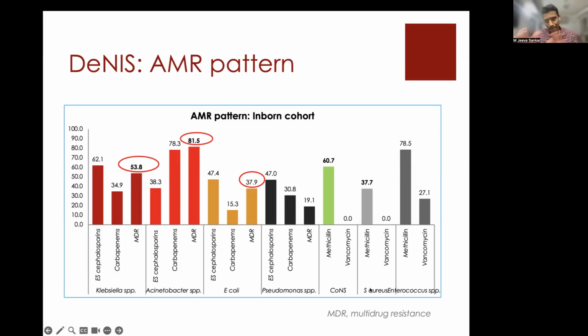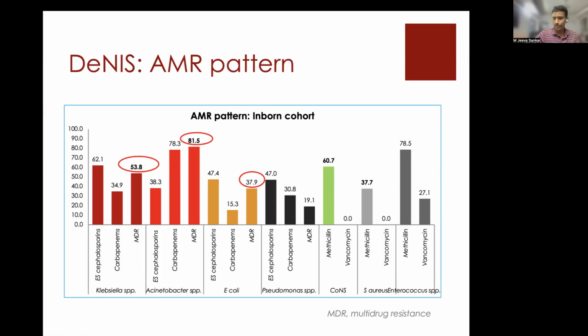And if you look at the gram-positive organisms, you can sort of equate multi-drug resistance with vancomycin resistance. So Staph aureus, methicillin resistance we can equate with multi-drug resistance for gram-negatives. Here, in coagulase negative staphylococci, about 60% are methicillin resistant. That means you don't have any other choice than to use vancomycin. And in Staph aureus, about 40% are resistant to methicillin. Again, you have to resort to vancomycin.